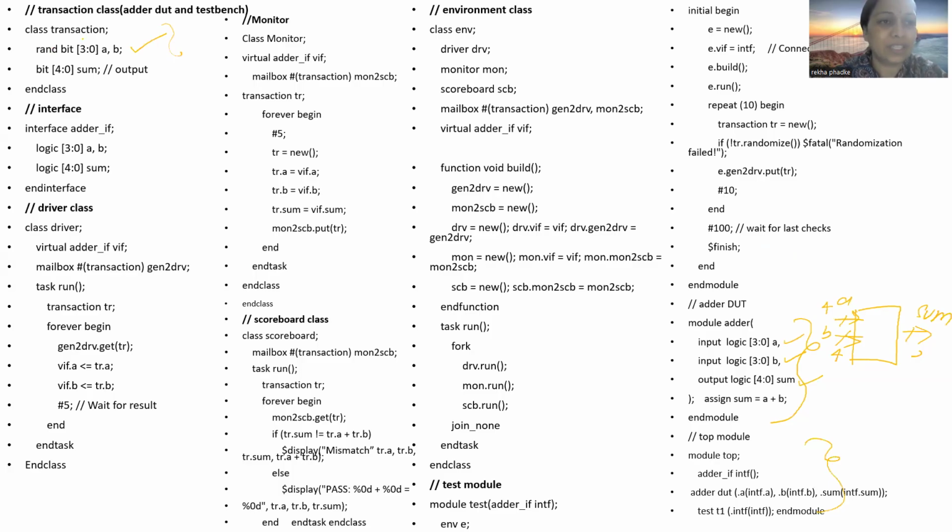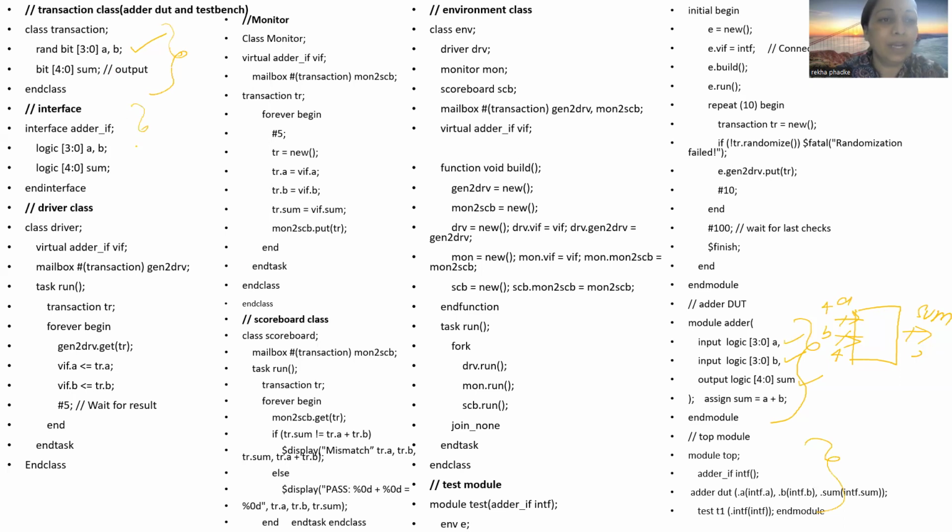So class transaction, then 4-bit A comma B, which is randomized. I'm using rand declaration here. And then the output is 5-bit, so bit 4 down to 0 sum. So this is the transaction data, which is nothing but the entire packet which is being sent through the generator to the driver via mailbox.